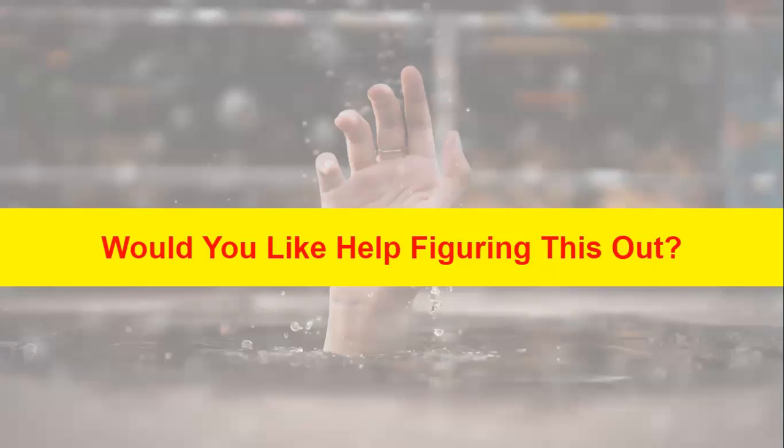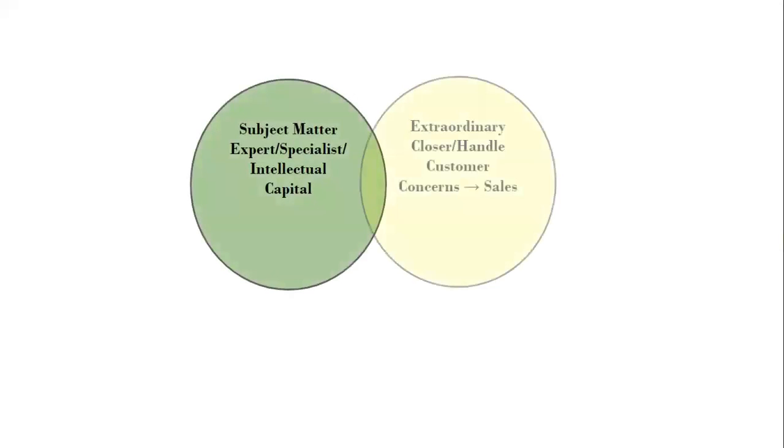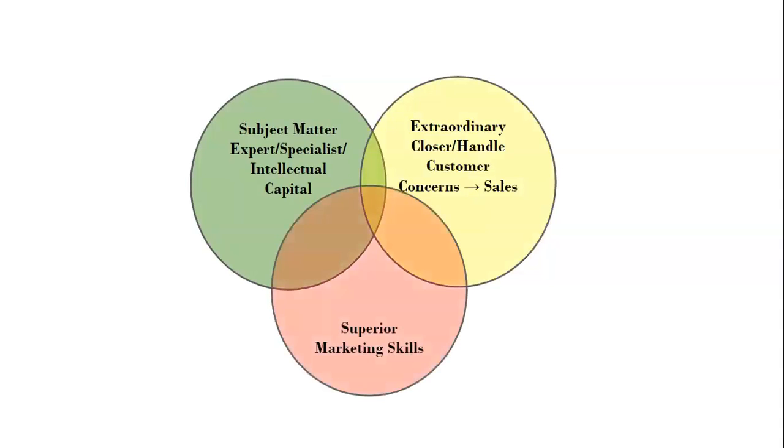So if your answer is yes and you'd like help figuring this out, as I asked in the previous videos, here's what you've got to do. You just have to remember that the help you need is going to be in three domains: subject matter expertise, extraordinary salesmanship or closing skills, and the ability to set up a marketing approach and sharpen your marketing skills.